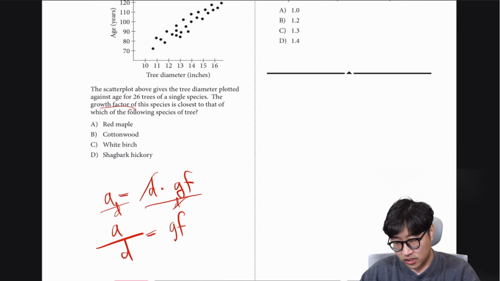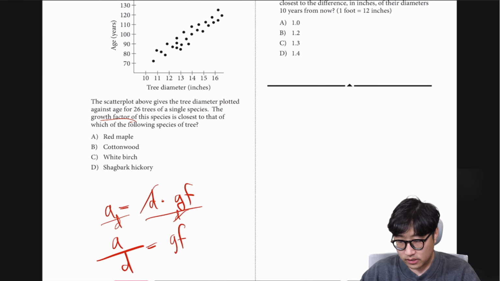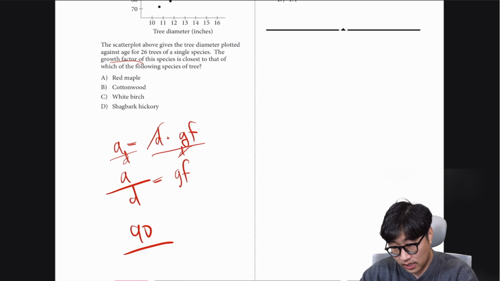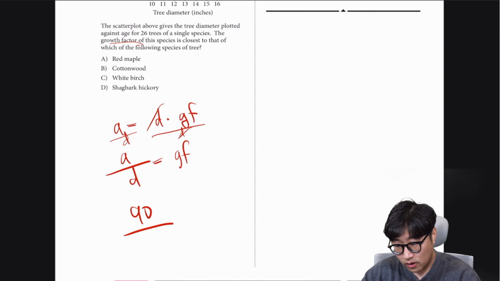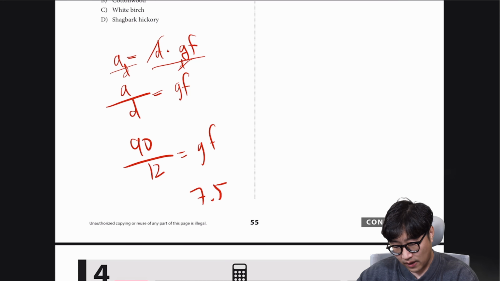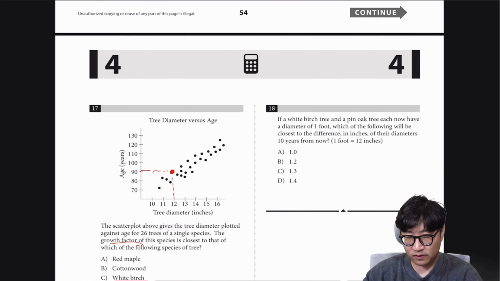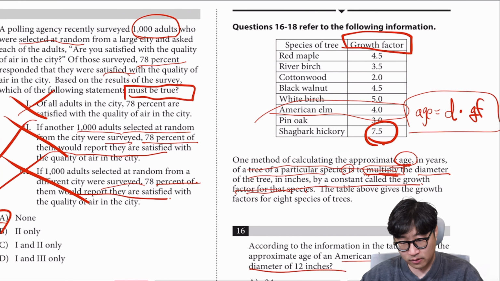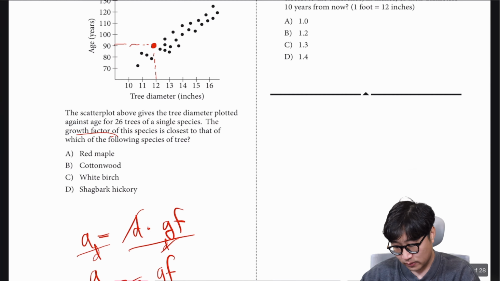So basically what you could do is just grab any of the points and try dividing. Let me just grab, I don't know, that point looks pretty nice because that would be a 90 for the age. So 90 for the age, and then diameter would be like 12, right? So if you just punch that into your calculator, you'll get something like 7.5. So we're looking for something that has a growth factor of 7.5. And if you look at this table, that right there, the shagbark hickory, that's got the 7.5. So that's why the answer should be D.